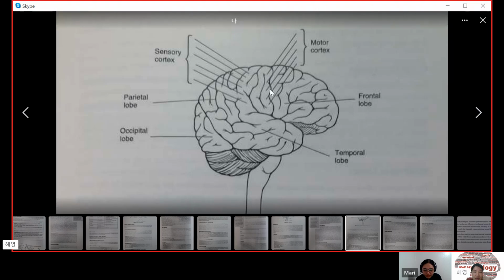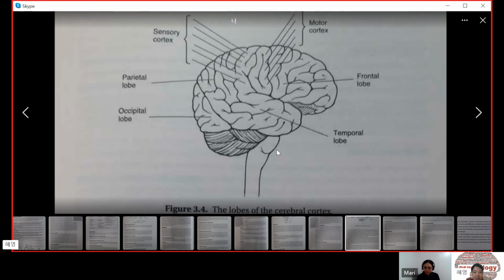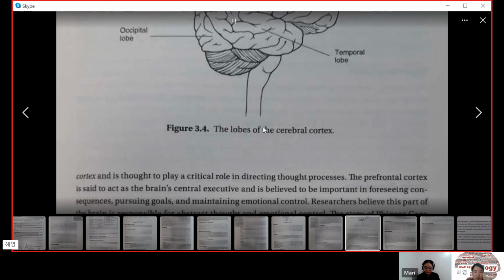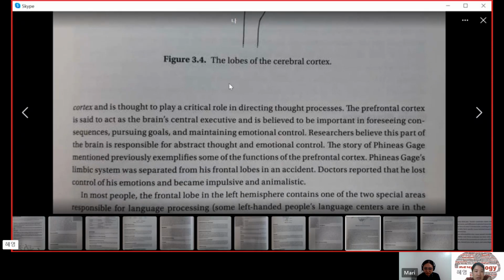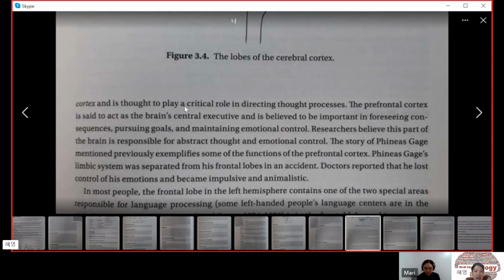And here are the motor cortex and sensory cortex. And here the parietal lobe and occipital lobe. Here is the temporal lobe. So there are many lobes of the cerebral cortex.